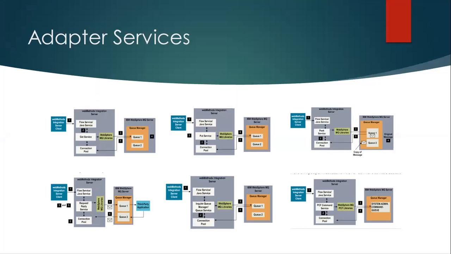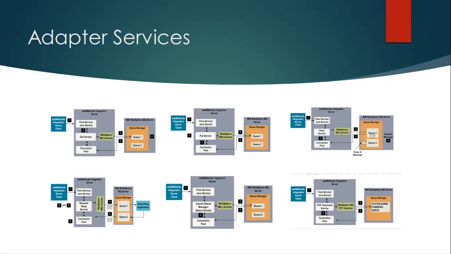So these are the different types of adapter services present. One is the get service. The get service is used to retrieve the messages from an MQ. It creates an output document that contains the properties of the payload. So you specify the output signatures, which become the output document.